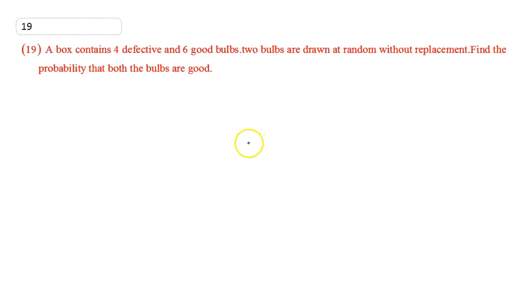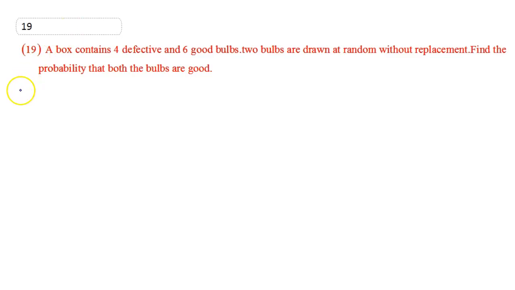So here question number 19. A box contains 4 defective and 6 good bulbs. 2 bulbs are drawn at random without replacement. Find the probability that both the bulbs are good. So for this question we need to use the multiplication theorem.